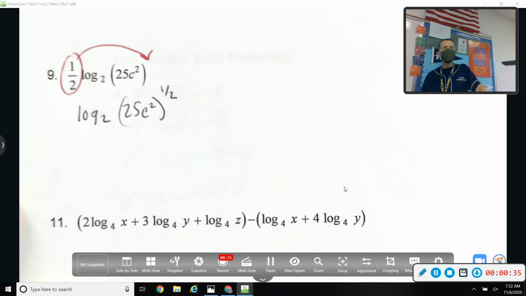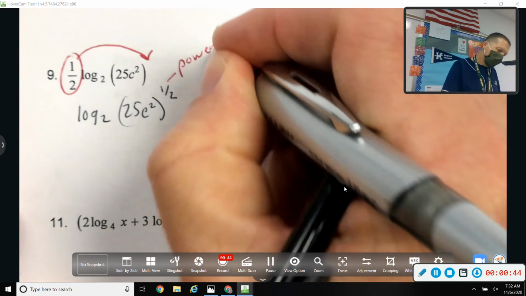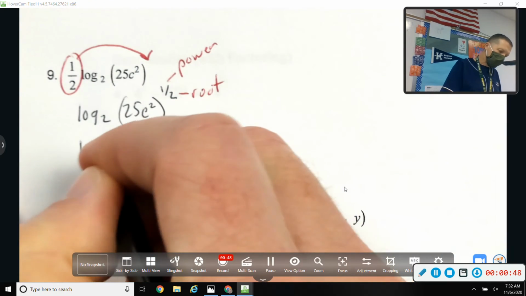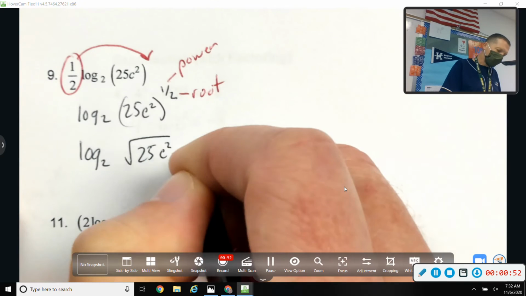Not negative. Negative flips it over. What's a fraction do? A square root. Good. Power. The top number's the power. The bottom number's the root. The root grows on the bottom. So, log base 2 of the square root of 25c squared.